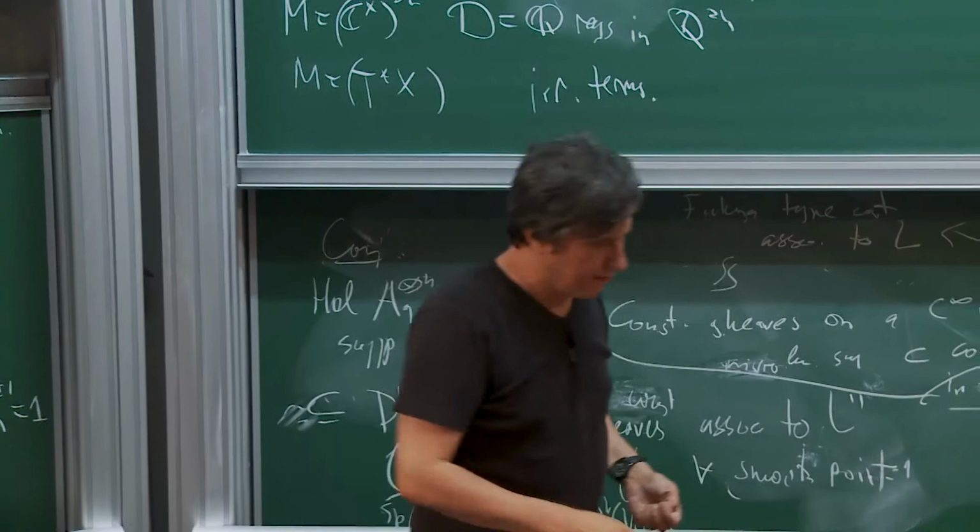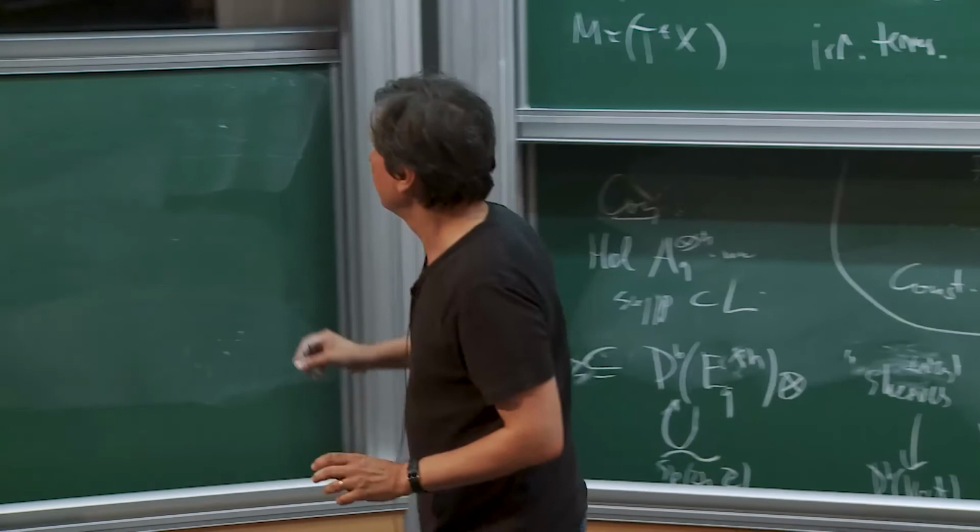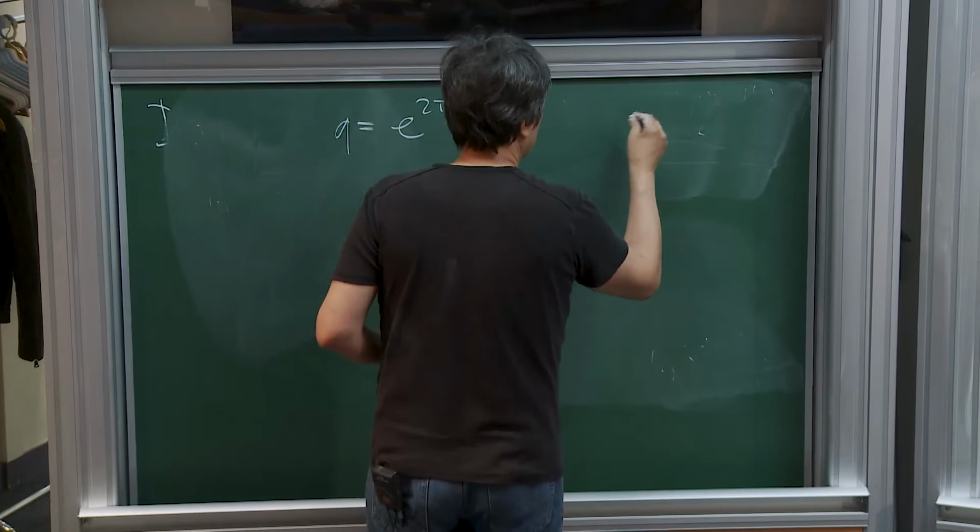And maybe the last very small remark is about another SL_2(Z), which goes here. When you write q equal to exp(2 pi i tau), and you take tau prime equal to 1 over tau, you get q prime.